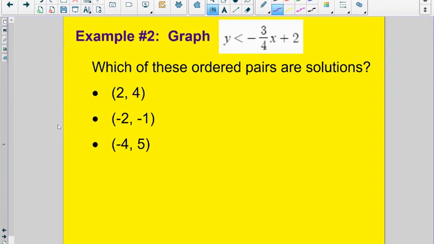What I'd like you to do is pause the video and take a minute to graph number 2, and then check to see which of these ordered pairs are solutions. So please pause the video, try this on your own, and we'll see how you did.